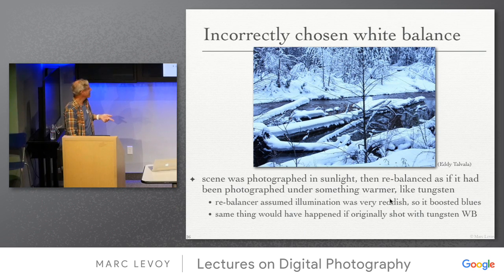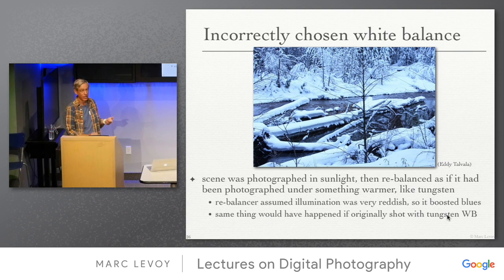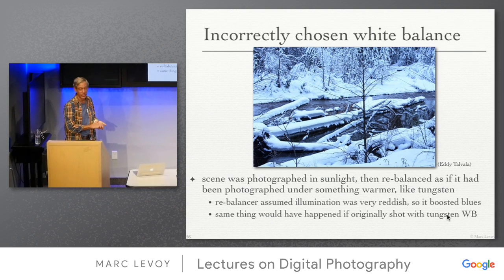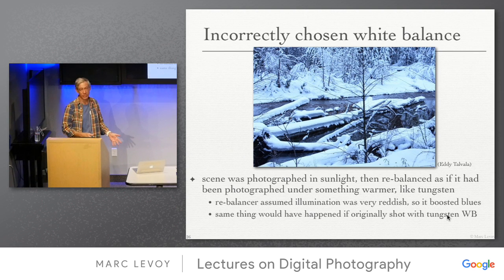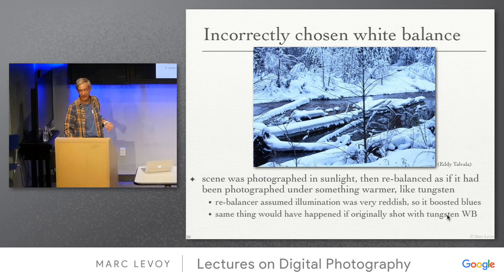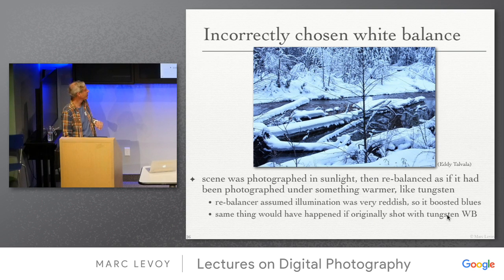Or if I had set the white balance when I shot this to, say, tungsten, which is very low Kelvin, very warm, then it will say, oh my gosh, illumination must be so red, I'm going to boost the blues a lot. And so you can get an incorrectly white balanced scene like this.